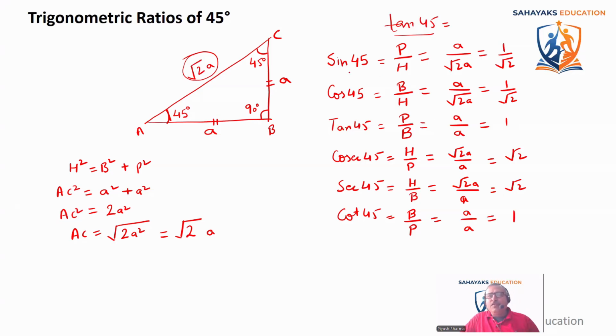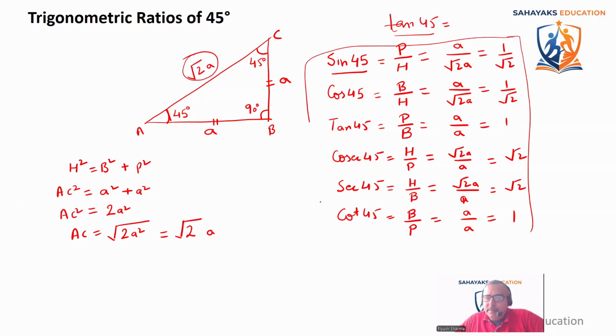So we have found the value of sine 45 is 1 by root 2, cos 45 is 1 by root 2, tan 45 is 1, cosec 45 is root 2, sec 45 is root 2, cot 45 is 1. We should remember these values by heart. Okay, so this we have found only for 45 degrees. There are various other angles for which we should remember these values, and we'll derive how these values have come out. So this we have derived for 45.